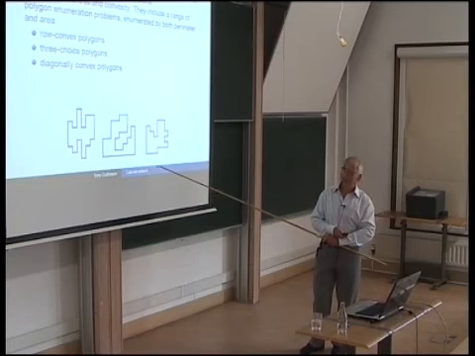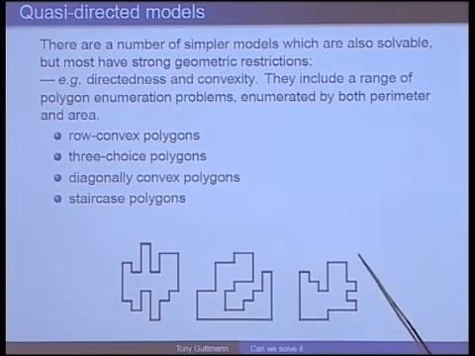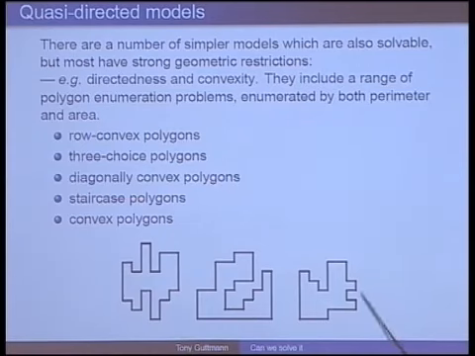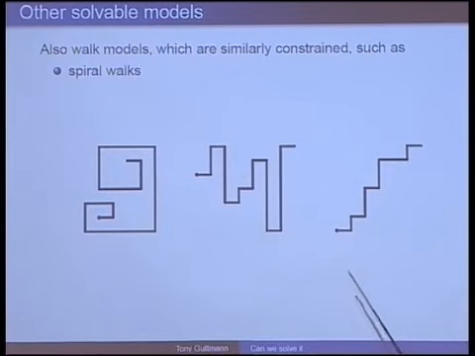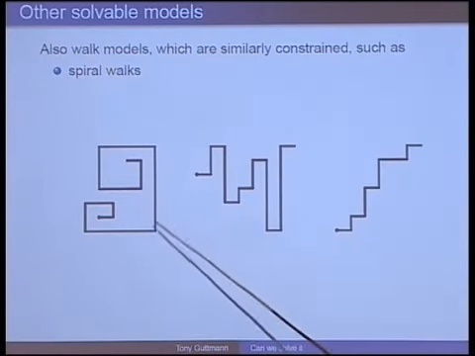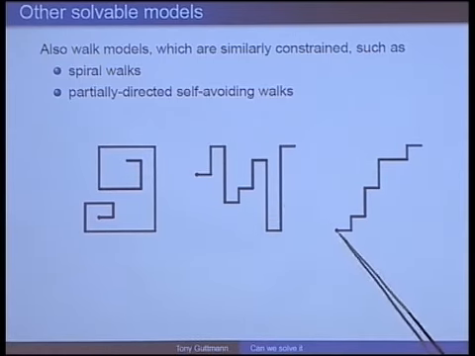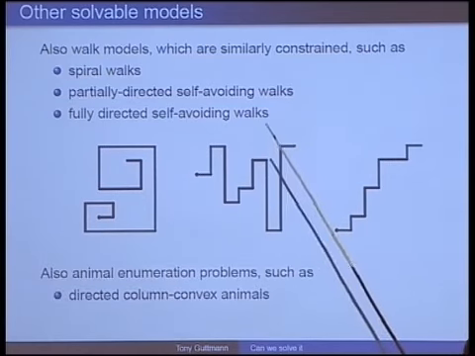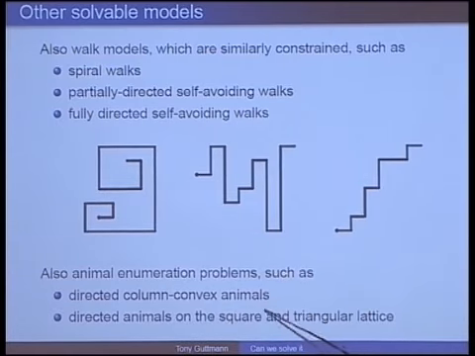They were unsolved for quite some time. Staircase polygons, which are just 2 staircase paths that join at the top and bottom vertex, and are in one-to-one correspondence with the Catalan numbers, and convex polygons, which are convex in both directions. There are also walk models which are similarly constrained, such as spiral walks. The generating function for these is related to the partitions of the integers. We've got partially directed self-avoiding walks like these, or fully directed self-avoiding walks like these. These are all solvable. There are also a few animal enumeration problems, such as directed column convex animals and directed animals on the square and triangular lattice.